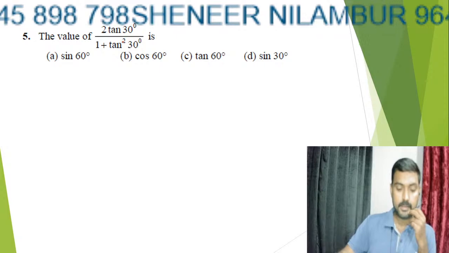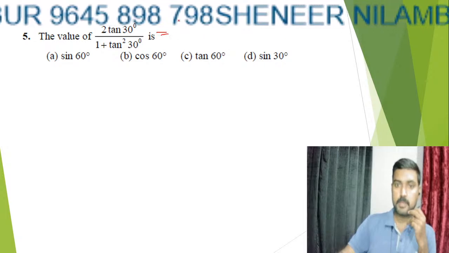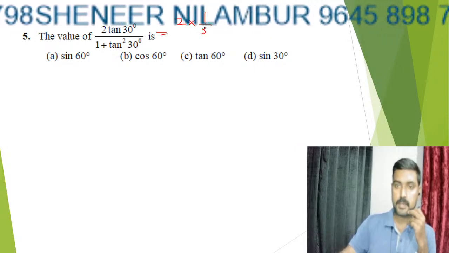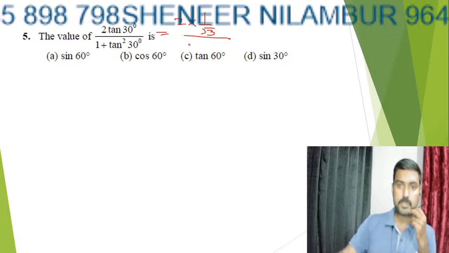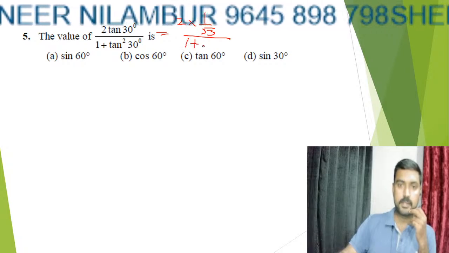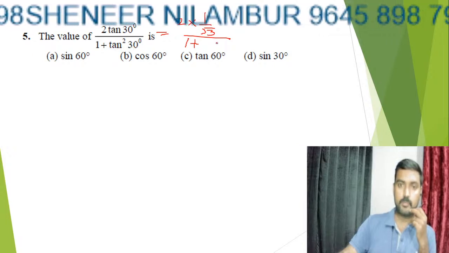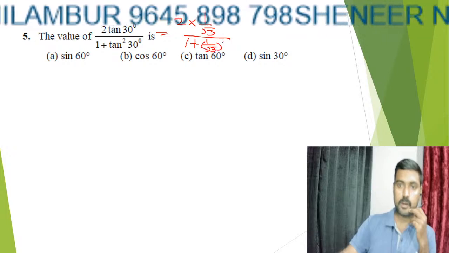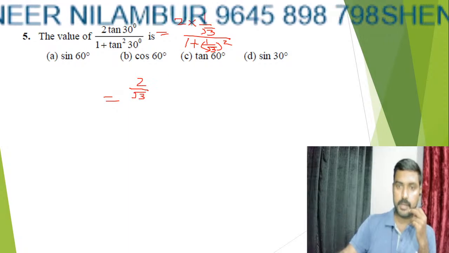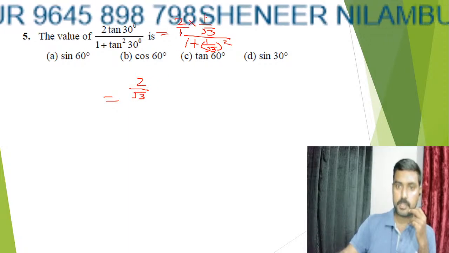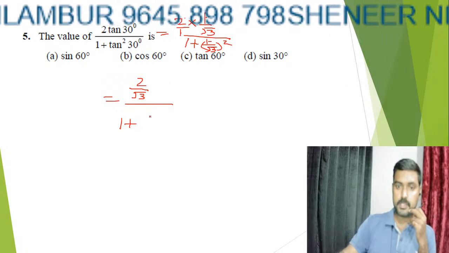2 tan 30 divided by 1 plus tan square 30. In this question, we know that 2 tan 30 means 2 into tan 30, which is 1 by root 3, divided by 1 plus tan square 30. We could write 1 plus tan square 30 as sec square, but no need of that. Tan 30 value we know is 1 by root 3, so 1 by root 3 square will come. So once again listen, 2 into 1 by root 3 we can write as 2 by root 3. What I did: 2 into 1, 2. This denominator is 1, so 1 into root 3, all divided by 1 plus 1 square is 1 and root 3 square is 3.